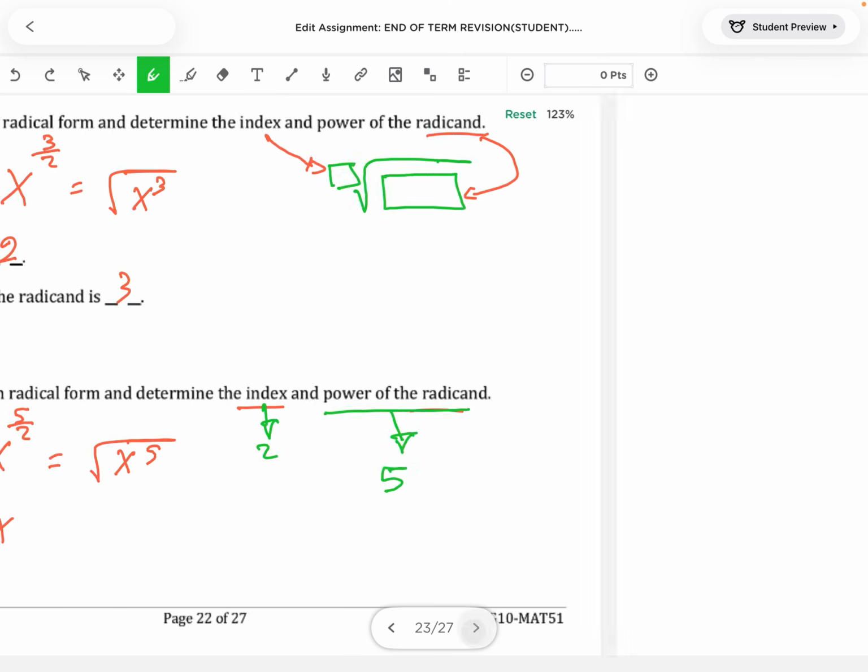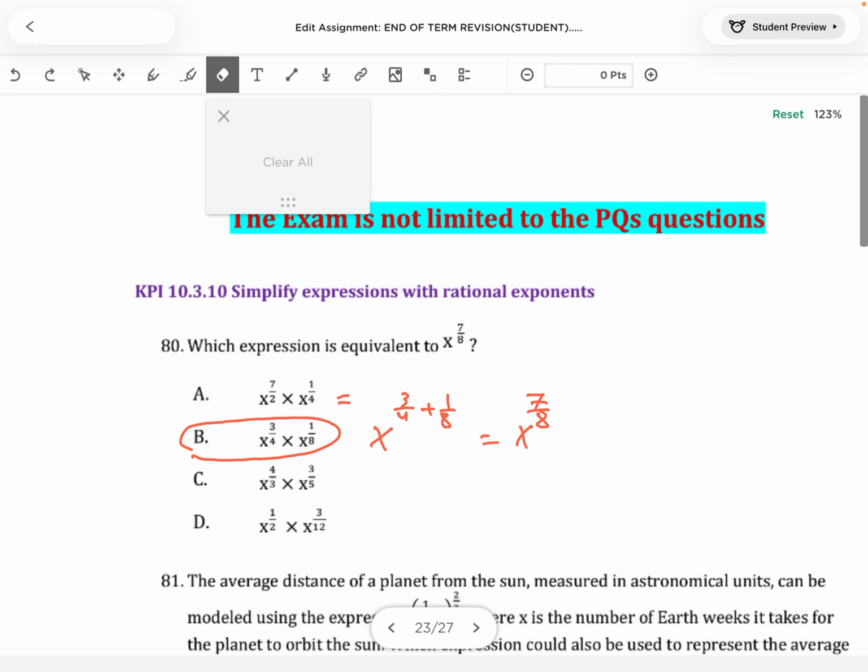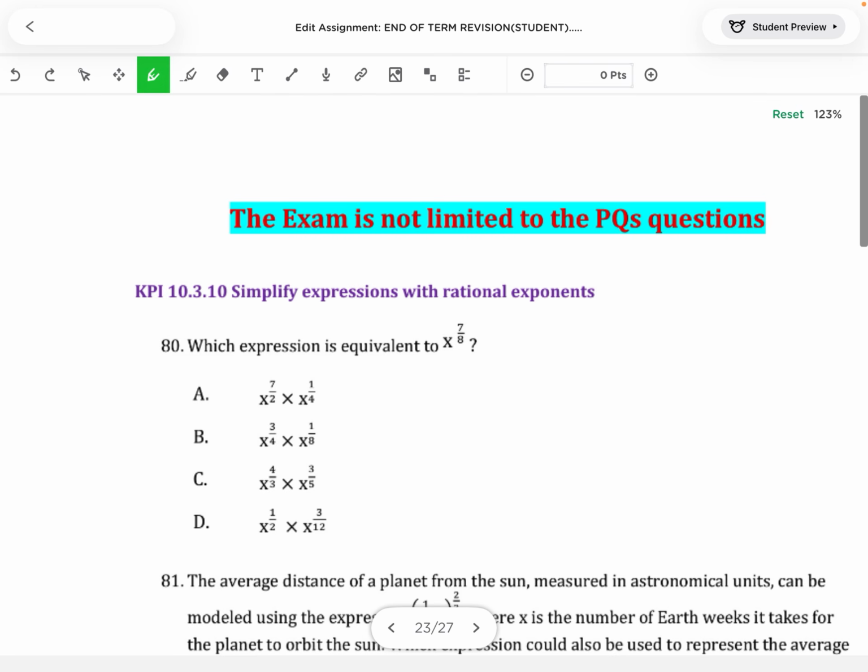Next. Write the expression. Which expression is equivalent? Which one of these choices, when I add their powers, I get 7 over 8? We can see it in this one. x to the power 3 over 4 plus 1 over 8 is equivalent to x to the power 7 over 8. Use a calculator to get the answer.